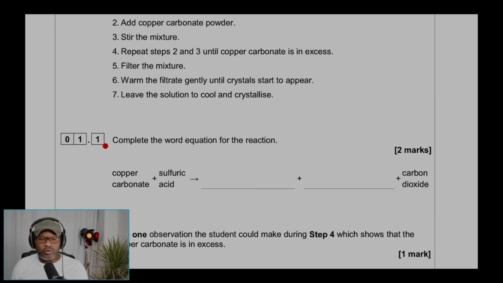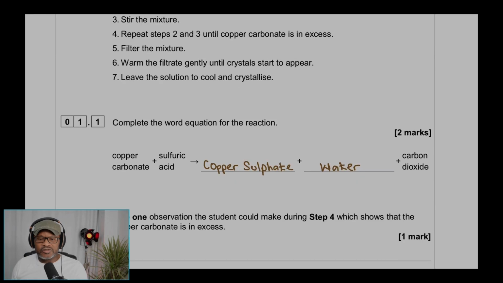Question 1.1. Complete the word equation for the reaction. Copper carbonate plus sulfuric acid will give copper sulfate plus water. So 1 mark for copper sulfate, 1 mark for water.